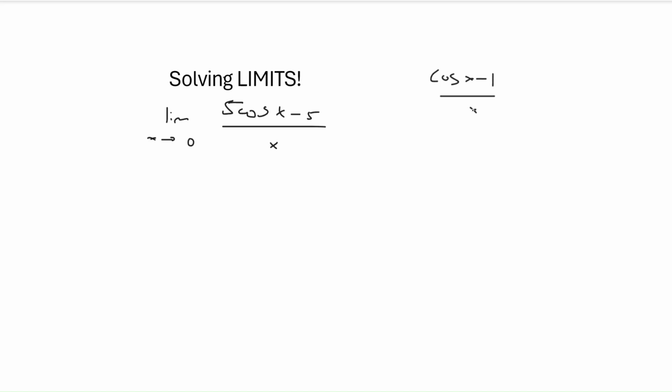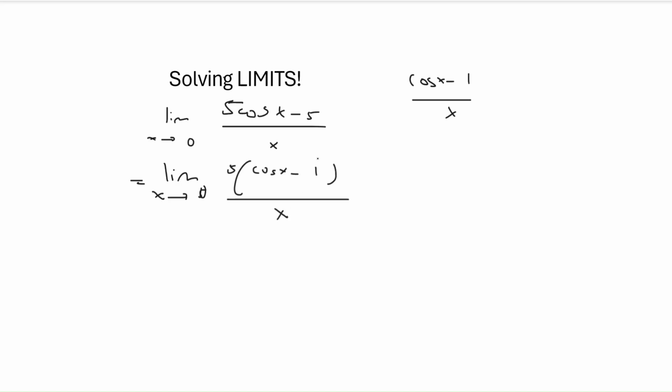Can we do anything to make it look like this? So if we were to do this, what would you do? Well, it turns out the best thing to do is to take out a 5 from the expression, which is something we can do. So if we took out a 5, we would get the cosine of x minus 1 over x. Well, suddenly this kind of does look like our expression.